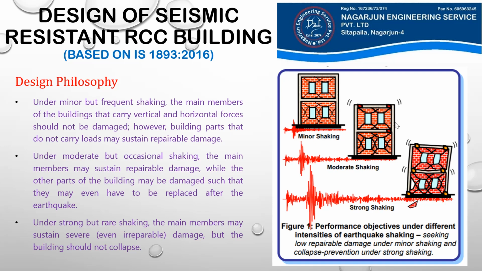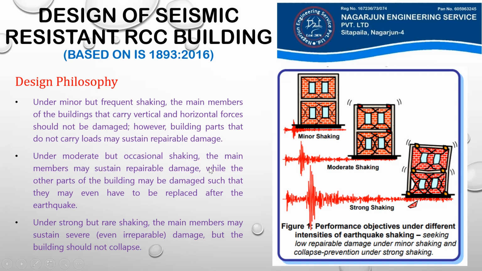should not be damaged. That means when the earthquake shaking is of minor magnitude, when the magnitude is less, but that minor shaking may be frequent. In such conditions, the main members of the building, that means the load-carrying members, should not be damaged. However, the non-load carrying members may sustain little or repairable damage. This is the case of minor shaking.